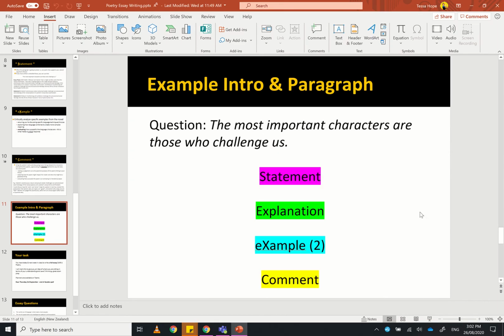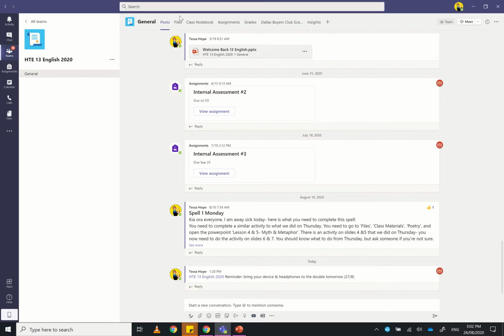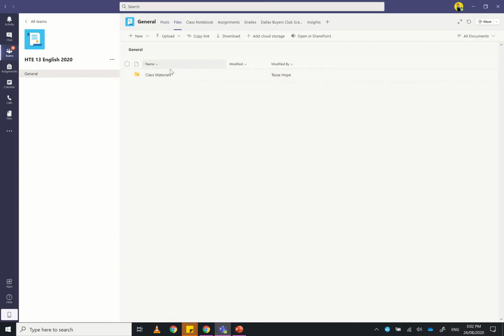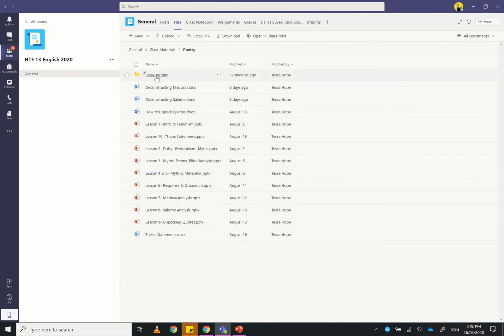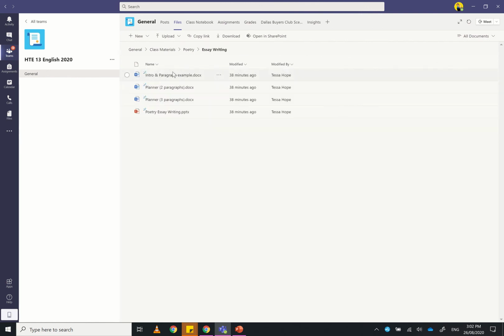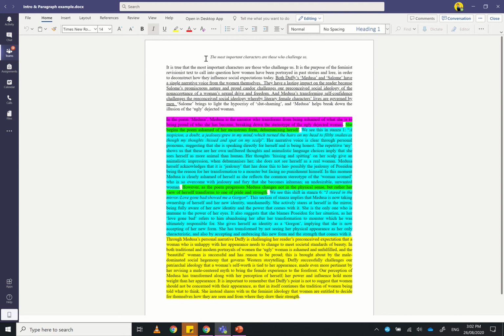So if you go into Teams and go up to Files, Class Materials, Poetry, Essay Writing, and Introduction and Paragraph Example. So you'll see here I've got my question at the top. The most important characters are those who challenge us. Here's my introduction. Underlined is my thesis. Okay, so that is my thesis underlined here. That's the same thesis I've used for the example previously in this video.